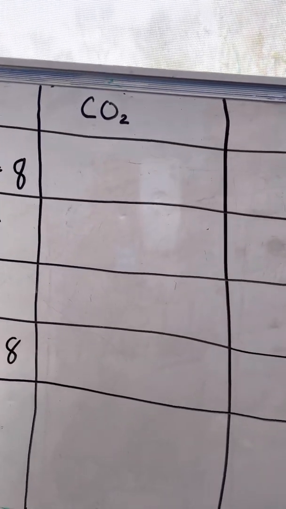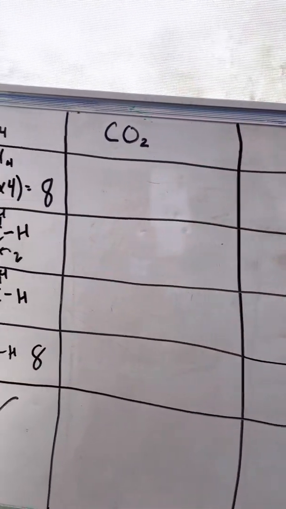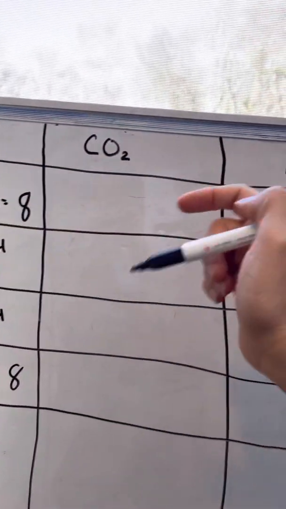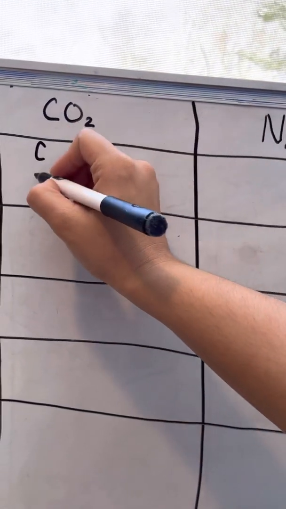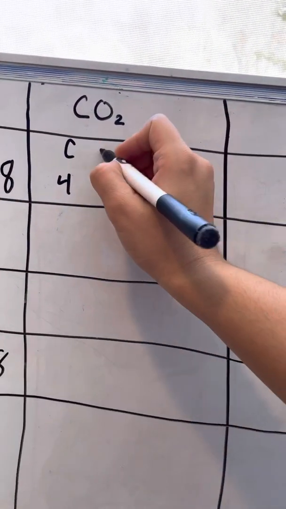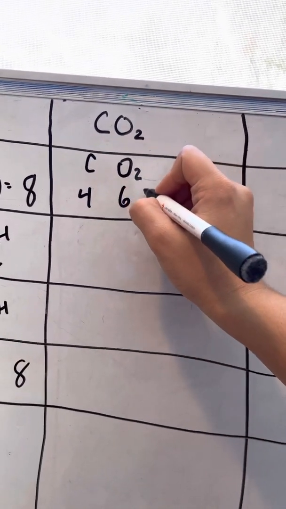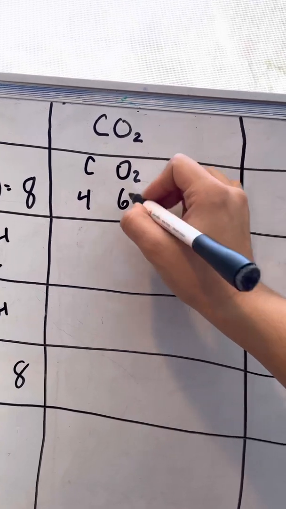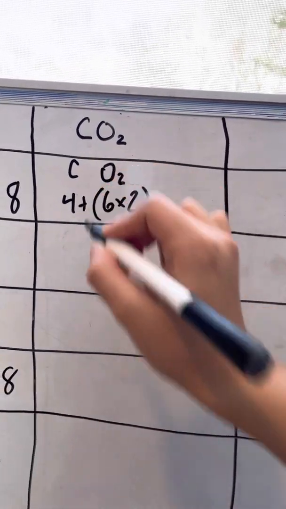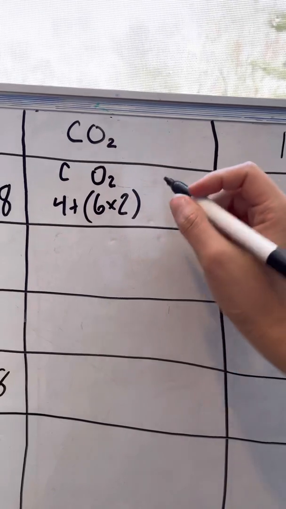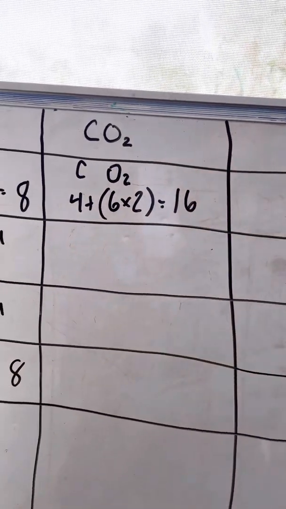All right, what about when there's a double bond? So again, we start with step 1. Count valence electrons. Carbon has 4 valence electrons. Oxygen has 6 valence electrons, but there's 2 oxygens. So we're going to multiply that number by 2, and we end up adding them together. 12 plus 4 is 16 valence electrons.